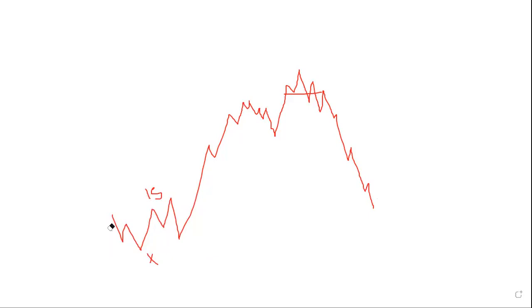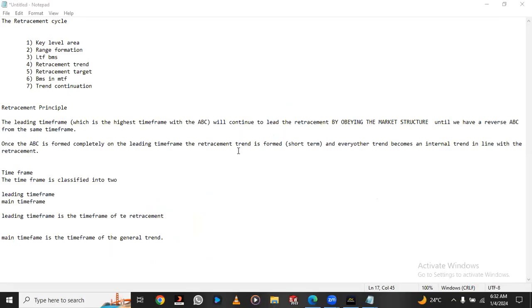So remember the rules, remember the principles, remember what I just showed you. You can actually go back and backtest and see for yourself. Now, let me give us a chart example. This is what I'm saying: the leading time frame, which is the highest time frame with the ABC, will continue to lead the retracement. This is the principle. You have to know this. It will lead the retracement by obeying the market structure until we have a reverse ABC from the same time frame.